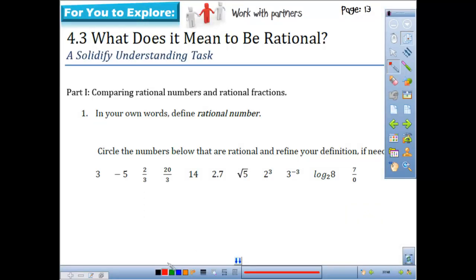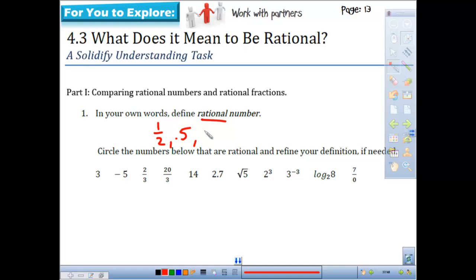So when I think of a rational number, typically I think of a fraction. Okay, so a fraction is a rational number. Now if this is a rational number, then that means that its counterpart, its decimal, is also going to be considered a rational number. Basically, anything that can be written as a fraction is considered a rational number.